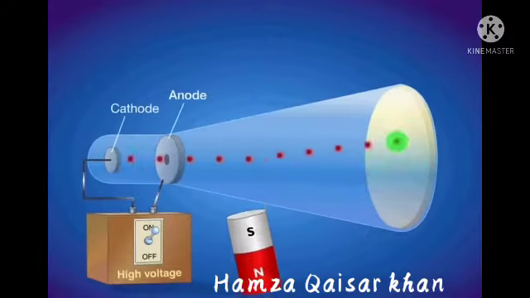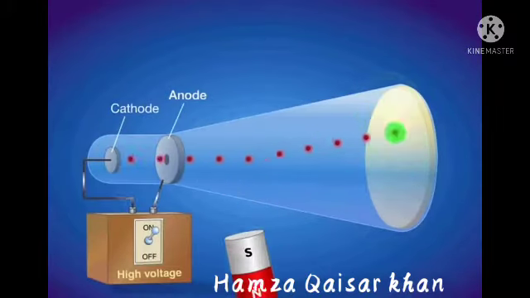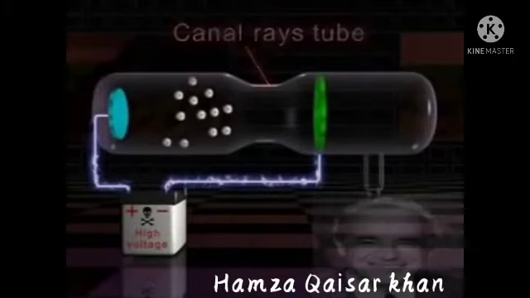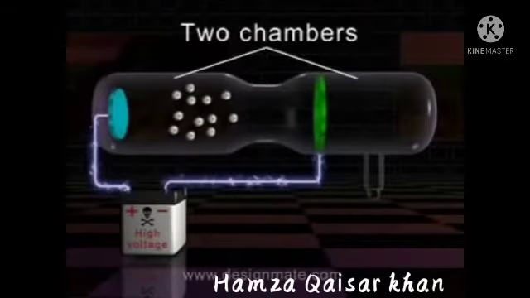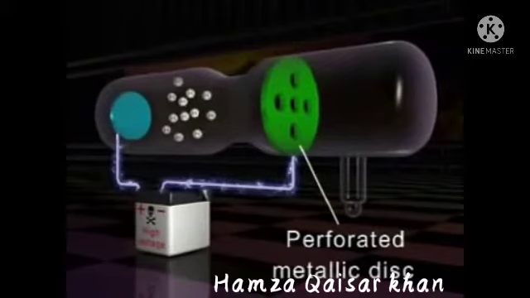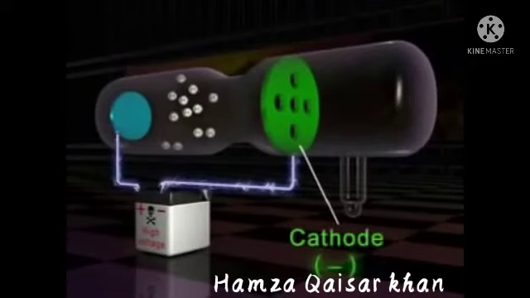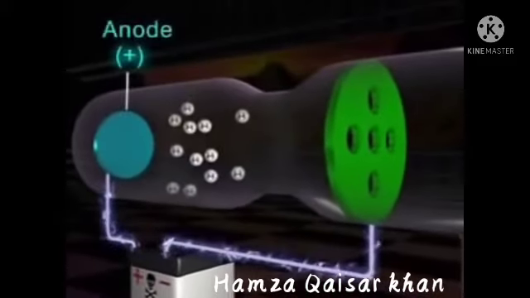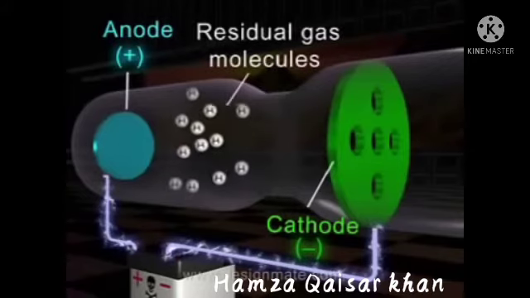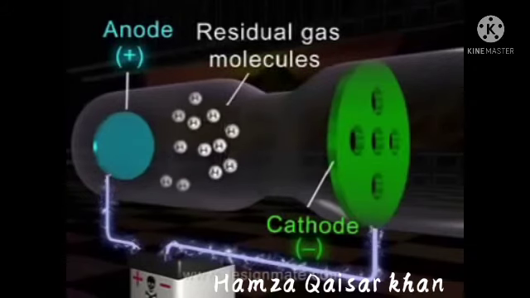A moving charged body behaves like a tiny magnet, and it can interact with an external magnetic field. The electrons are deflected by the magnetic field. To study positive particles, scientists constructed a special tube known as a canal ray tube. These tubes usually have two chambers, which are separated by a perforated metallic disc that served as the cathode of the discharge tube. The space between the anode and cathode of the discharge tube contains a small number of residual gas molecules.